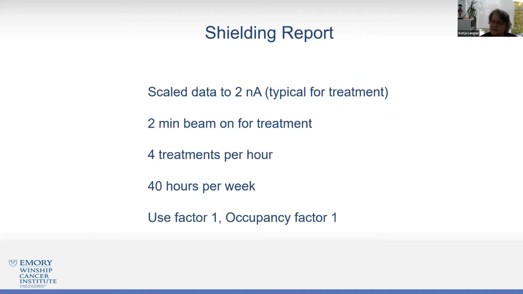For the shielding report, we then scaled everything down to 2 nanoamps, which is more typical for treatment. We made some assumptions about beam on time, number of treatments per hour, and so on. And we used those assumptions for our shielding report. The report turned out that we were within regulatory limits.